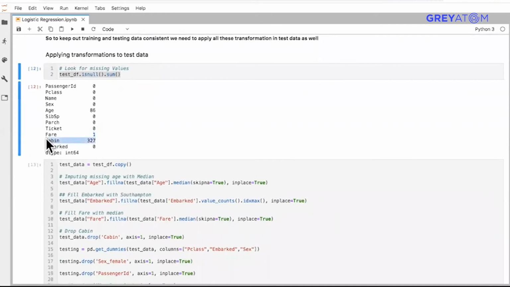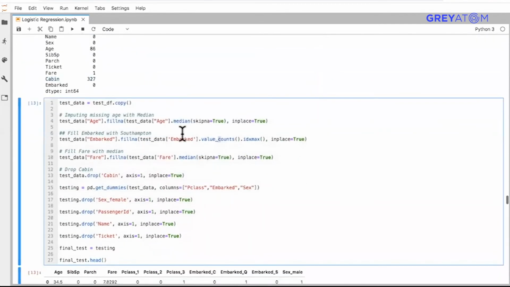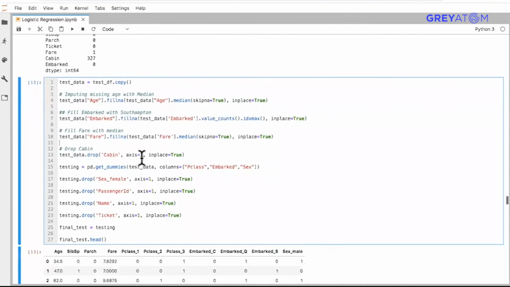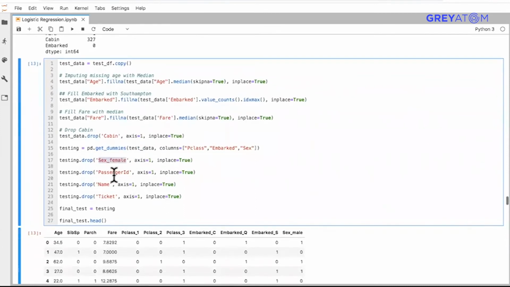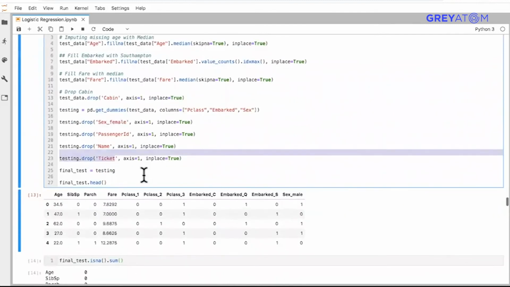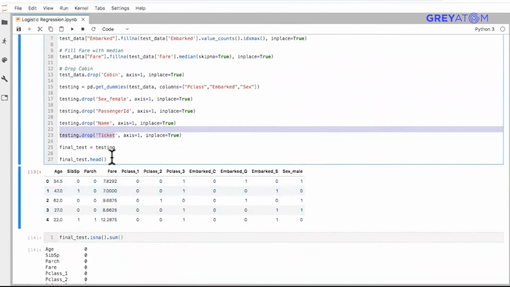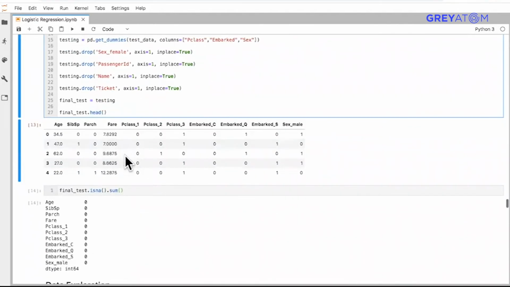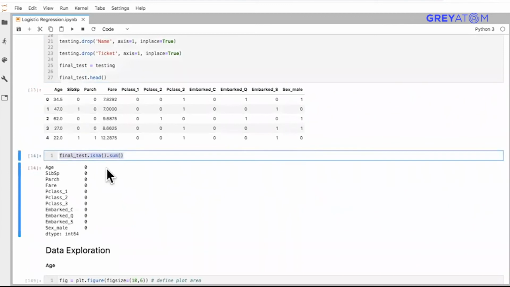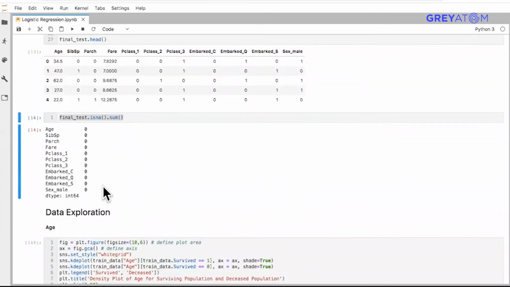Cabin is missing. So I'm just going to impute the same stuff that I did with training to test. Age with median, embarked with Southampton. I'm just using fare median because training didn't have anything. I'm dropping cabin, making dummy variables, dropping sex female, passenger ID, name, ticket, all is dropped. And this is how my final testing data looks like. And if you check for missing values here, there are no missing values.